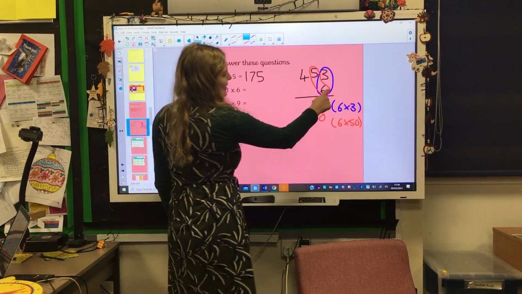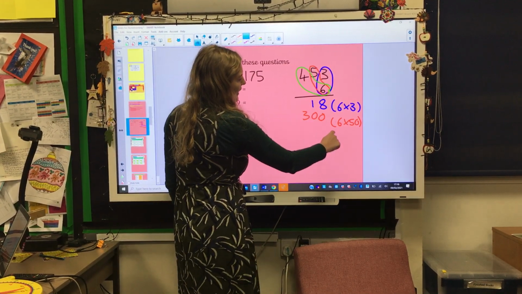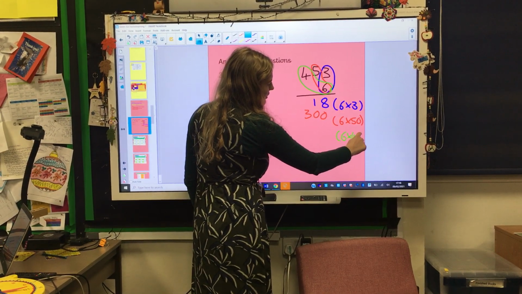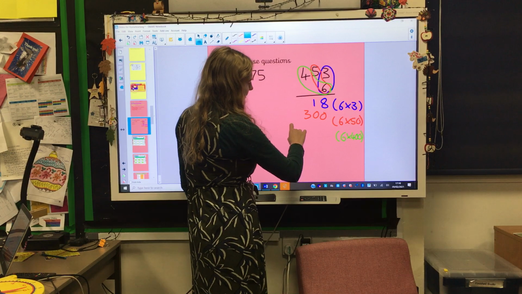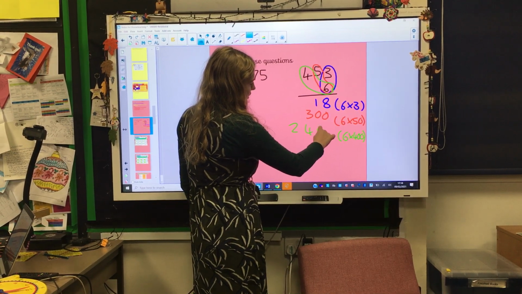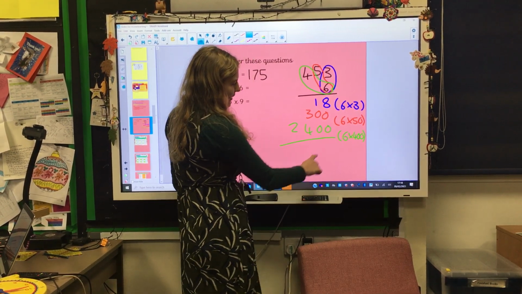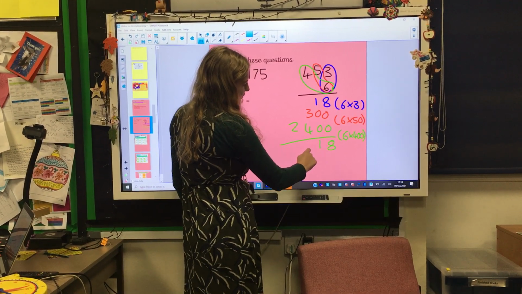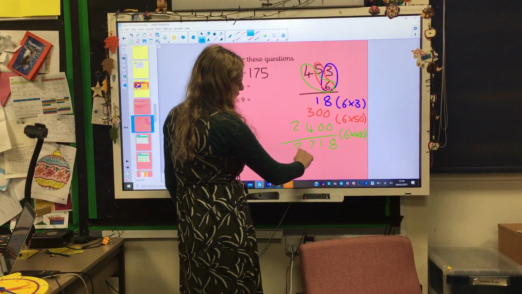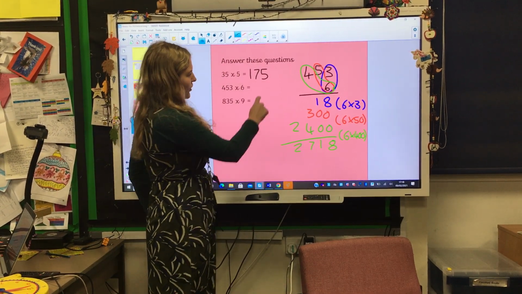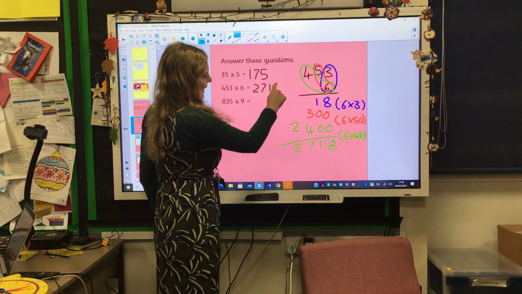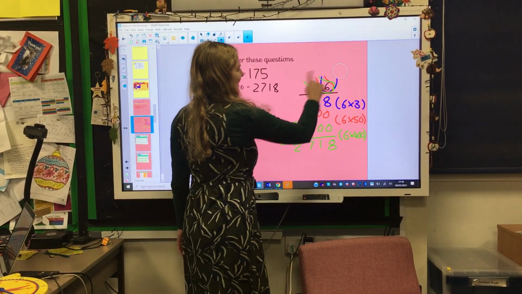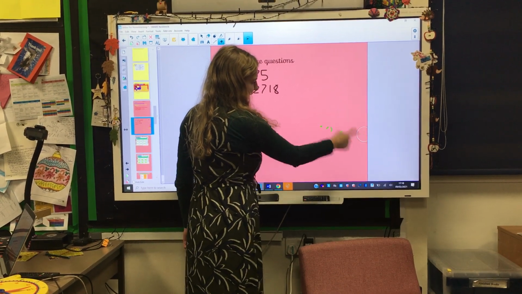And finally, let's use our green, we are going to do 6 times 400, which is going to be 2,400. Now we're going to add those up. We've got 8 add 0 is 8. And we've got 1. Then we've got 7. And we've got 2. So we've got 2,718. Lovely. Hopefully you all got that. Let's rub out these fabulous workings out.